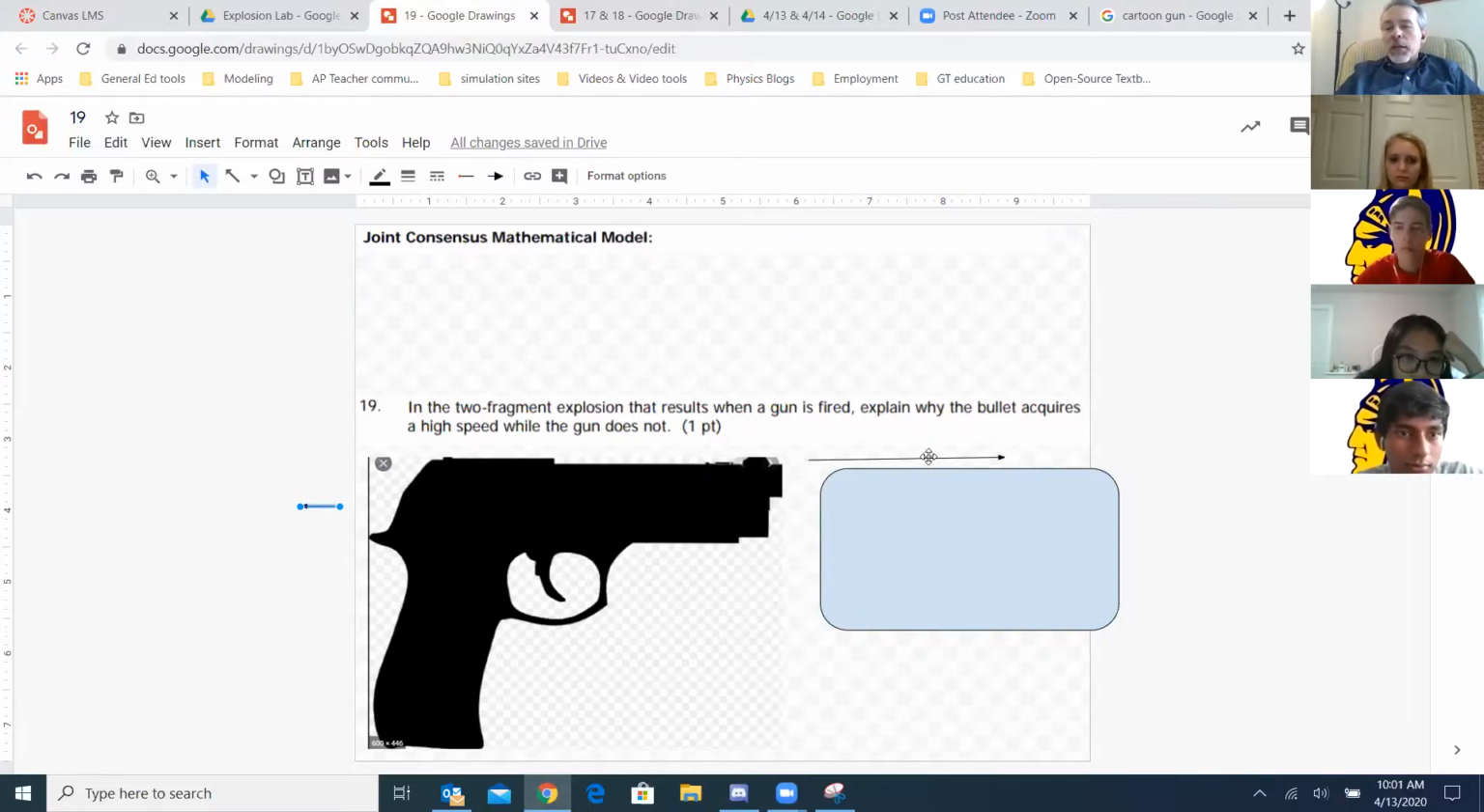It would be the same. I'm sorry, you got cut out. It would be the same. It'd be the same, that's right. So however much recoil there is, there'd be the same amount of speed on the bullet too. That would be the exact same amount.